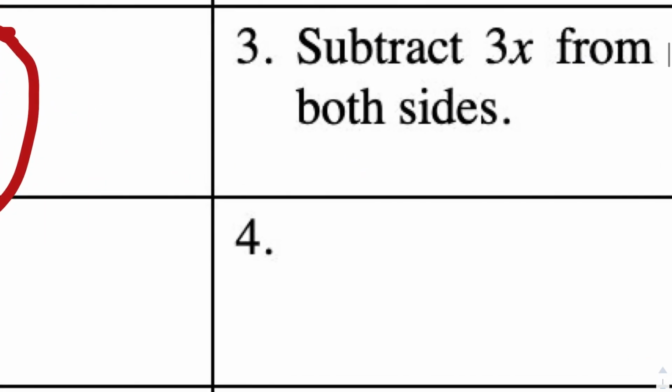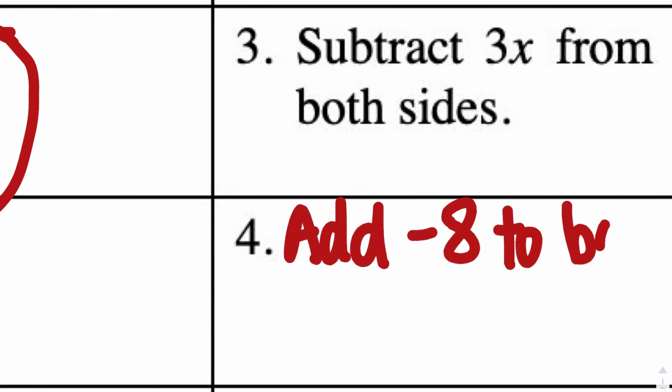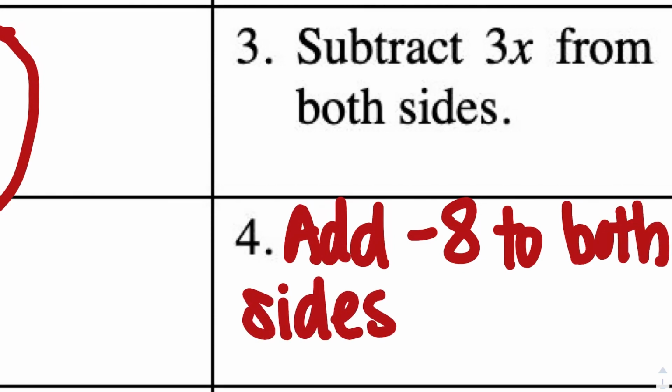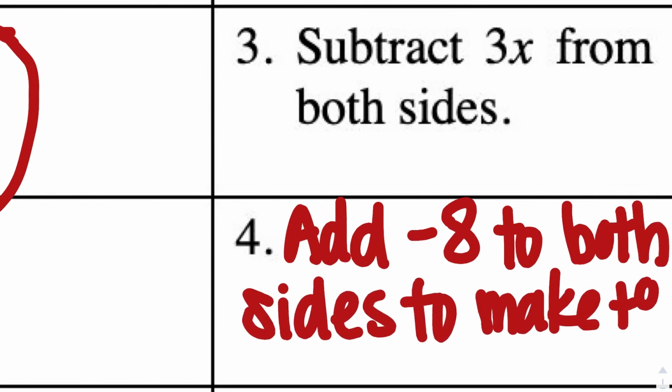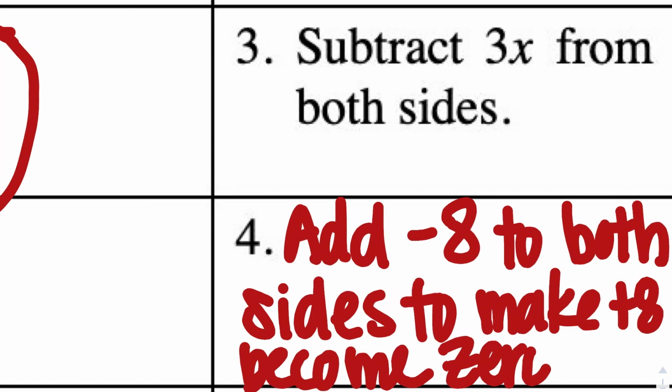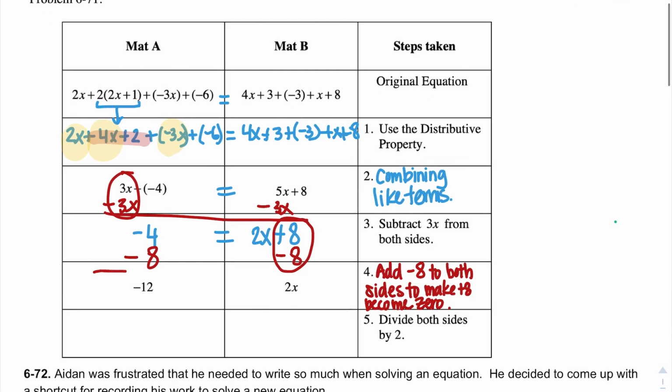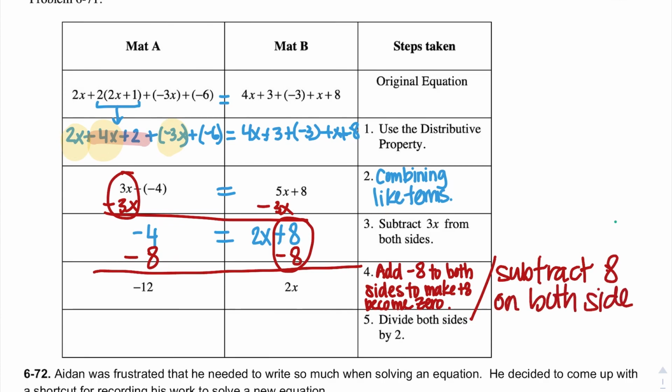So I'm going to say add opposites. Add negative 8 to both sides to make positive 8 become 0. Okay. So that's the inverse operation that we did. Opposite of adding is subtracting, which is the same thing as subtracting 8 on both sides. So you can write add negative 8 to both sides to make 8 become 0, or you can say subtract 8 on both sides. Either one of those explanations for the steps taken will make sense to anyone who reads your work, okay?